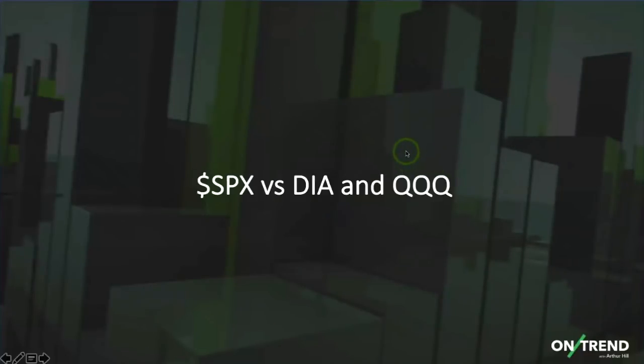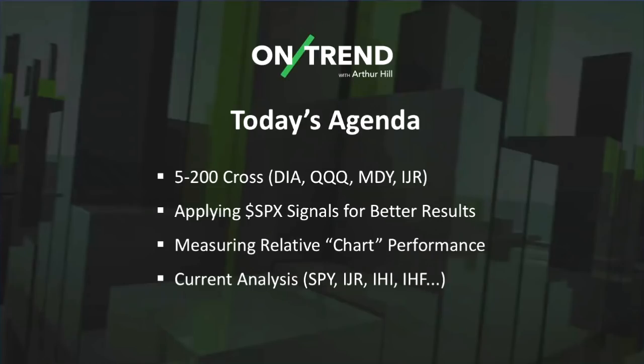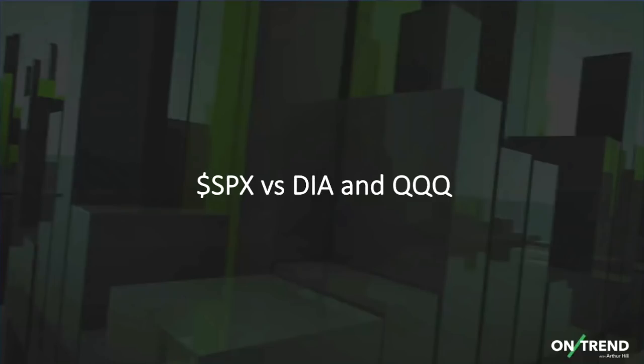Thanks very much, Zach. So here's what we're going to talk about today. We're going to go over the 200-day cross. Those who tuned in last week will remember I went over that for the S&P 500 and SPY. Today we're going to apply it to these other four ETFs, and then we'll see if we can get better signals using signals from the S&P 500. Then I'm going to show you how to measure relative chart performance. This means you can look at one chart for your benchmark, get your key levels, and then compare those to other benchmark levels on other charts. And I'll go over some current market analysis as well. So we're going to start off with the S&P 500, the DIA, the Dow Diamonds, and QQQ.